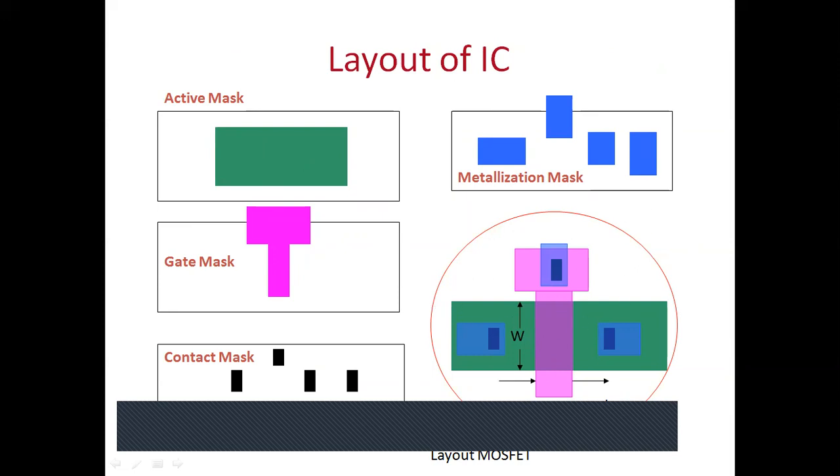Active mask, then gate mask, then contact mask, whatever you see, like on one wafer, there is an alignment. So when you put all masks together, this is called the layout of the MOSFET. The width of the active mask decides the width of the transistor, and the width of the polysilicon mask or gate mask decides the length of the transistor. So in this way, we start with NMOS fabrication.